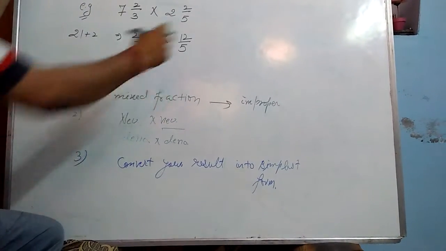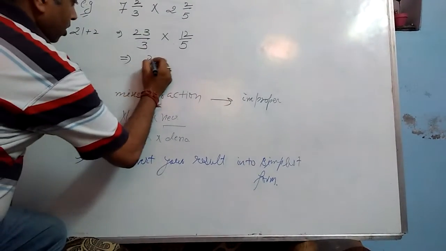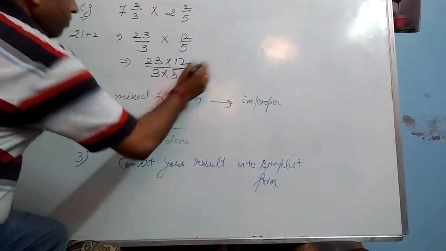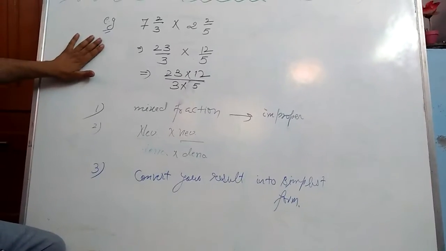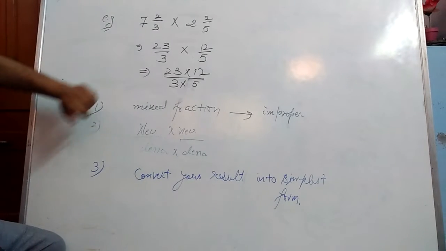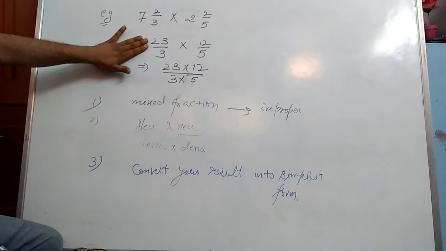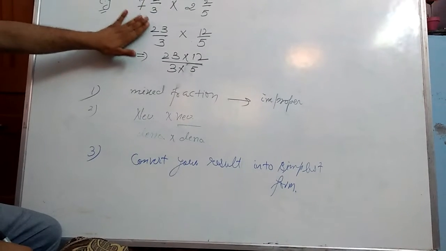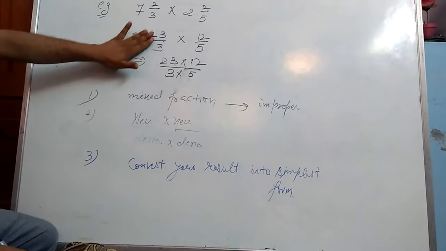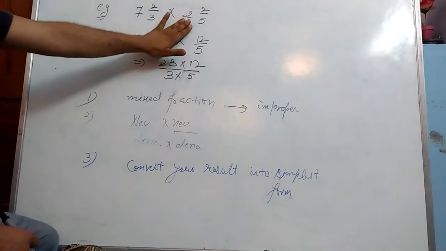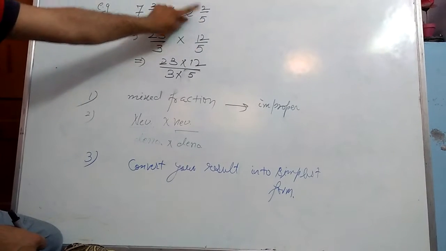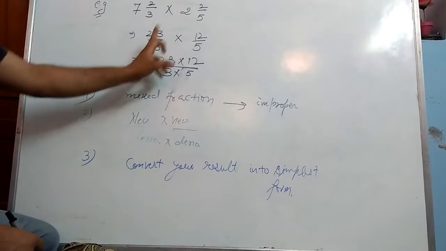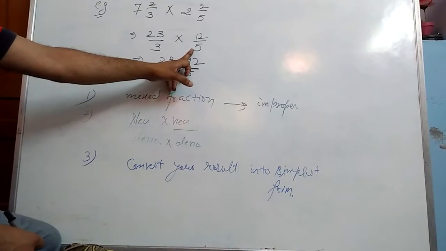Now multiply these two: 23 multiply 12 and 3 multiply by 5. Now I repeat again. In my first step, first I convert my mixed fraction into the improper form. 7 multiply 3, 21. 21 plus 2 is 23 upon 3. In the same way, 2 multiply 5, 10. 10 plus 2 is 12. 12 upon 5. Now these two mixed fractions are in improper form.